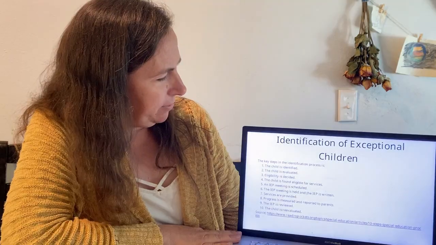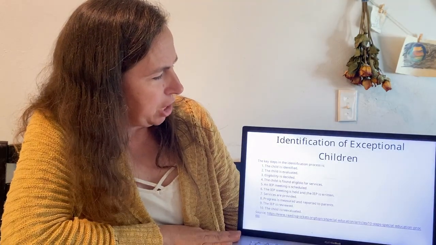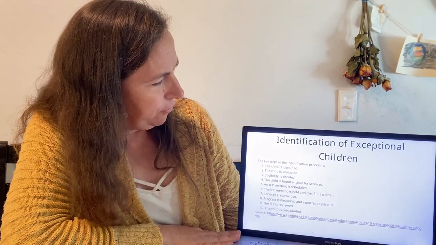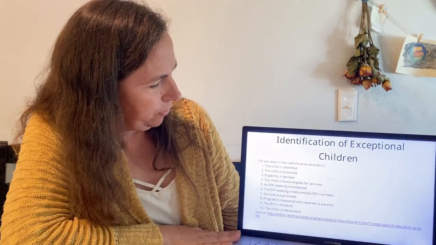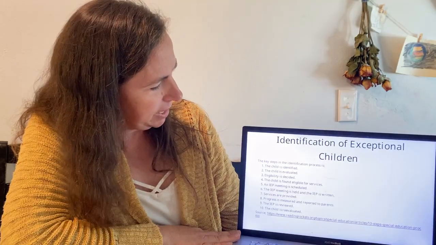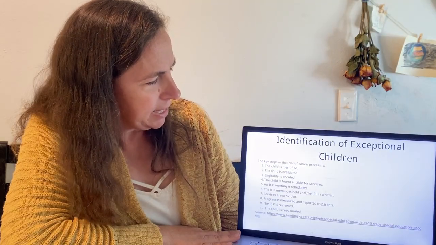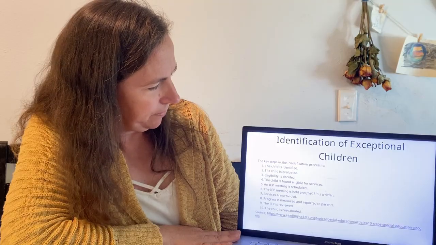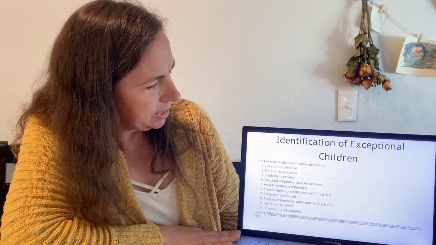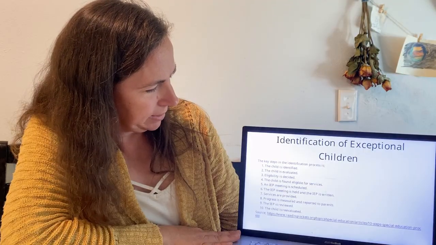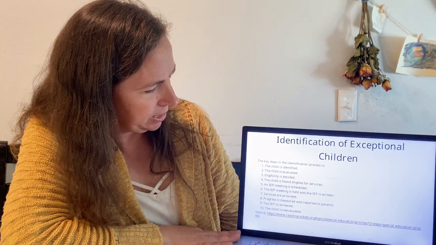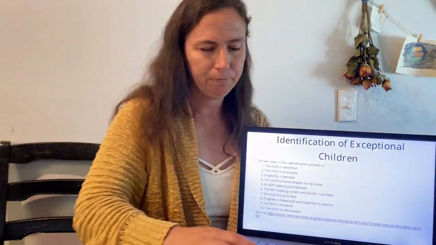1, the child is identified. 2, the child is evaluated. 3, eligibility is decided. 4, the child is found eligible for services. 5, an IEP meeting is scheduled. 6, the IEP meeting is held and the IEP is written. 7, services are provided. 8, progress is measured and reported to parents. 9, the IEP is reviewed. 10, the child is re-evaluated.